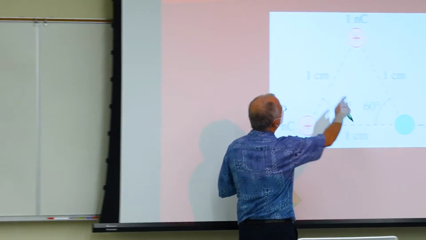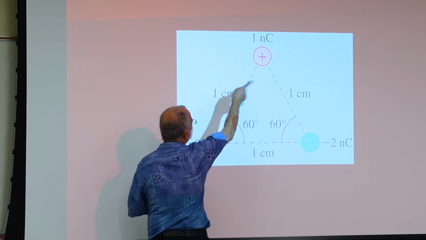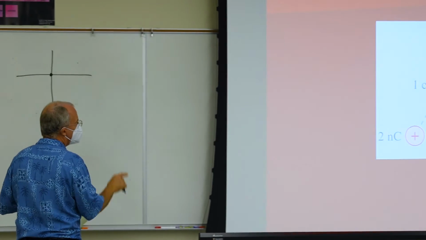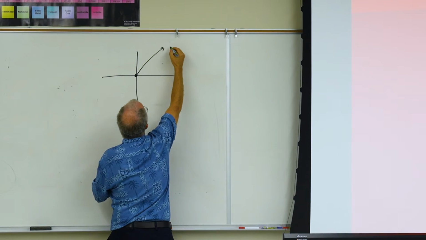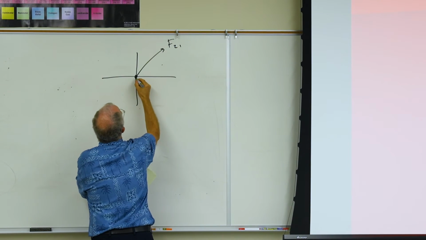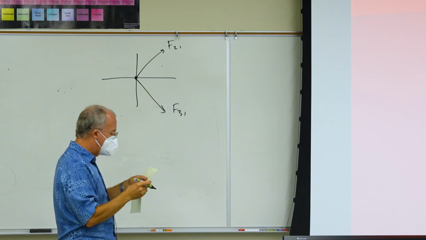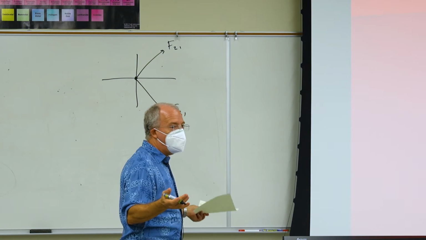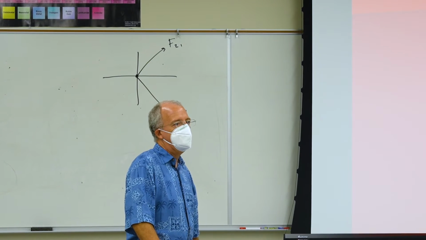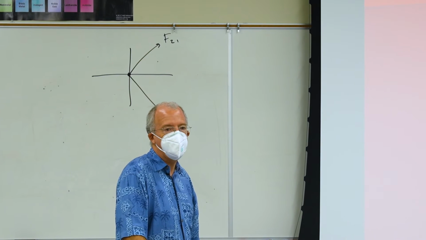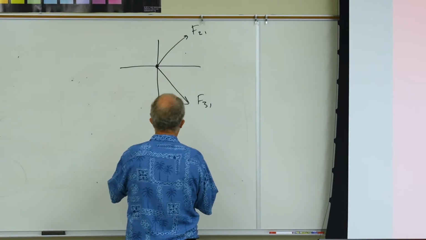So I'm going to call this particle 1, particle 2, particle 3. You've got to call it something, right? So 1, 2, 3. Okay, so the 2 nanocoulomb pushes it away. So that's F21, and this guy pulls it this way, F31. Now, is this along the coordinate axes? No. So what do we have to do? What do we always do if a force is not along the coordinate axes? Components. And it's totally your choice.